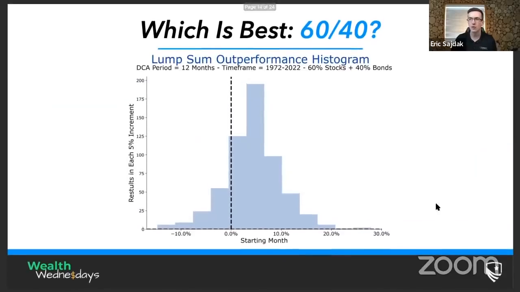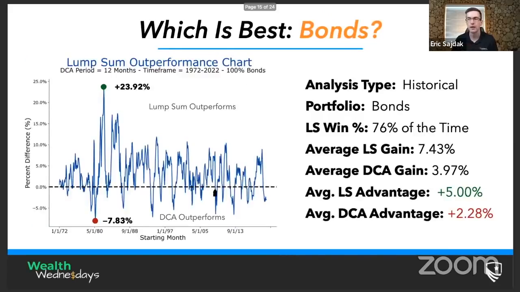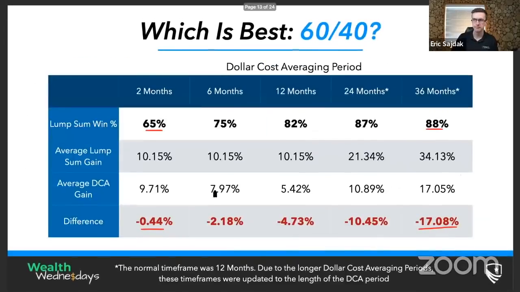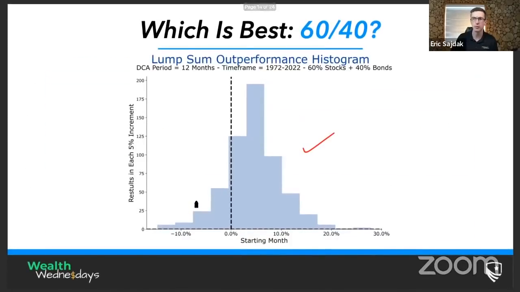Once again, with a histogram, we see things skewed even more towards the side of lump summing winning. We see that the majority of the results are where lump sum wins. We also see some losses over here, but at a lesser rate. There are fewer situations where this happens, and the overall loss is less than the gain that we get from lump summing, if that makes sense.